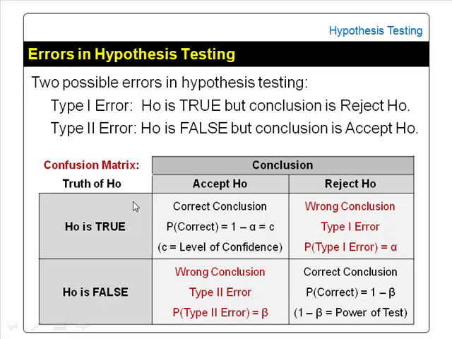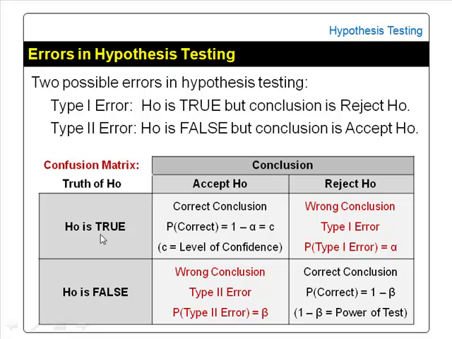Of course, in real life, we will never know whether the null hypothesis is actually true or false, unless we study the entire population. Let's assume that the null hypothesis is true. If the test statistic tells us to accept the null hypothesis, then this is a correct conclusion. The probability of making this correct conclusion is 1 minus the level of significance. 1 minus alpha is C, which is the level of confidence.